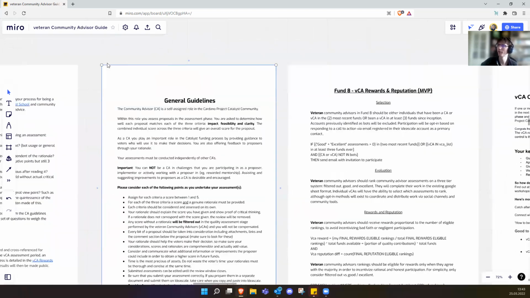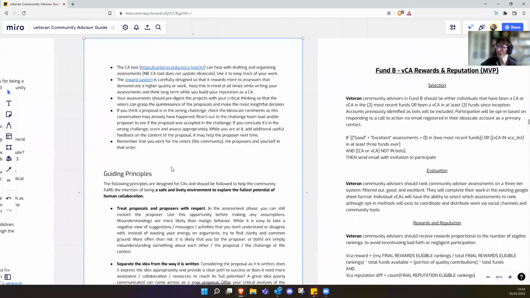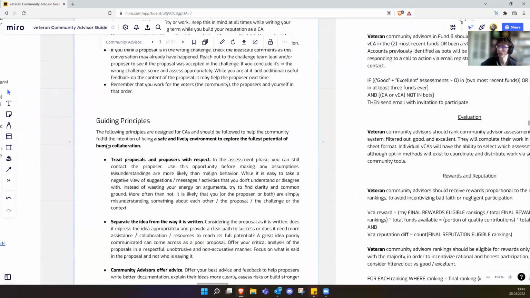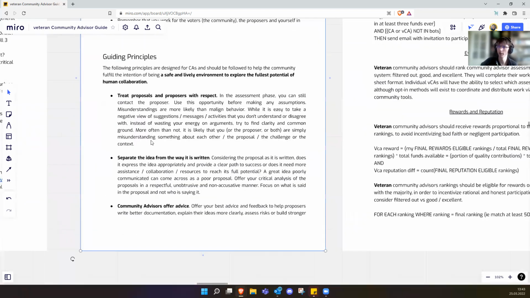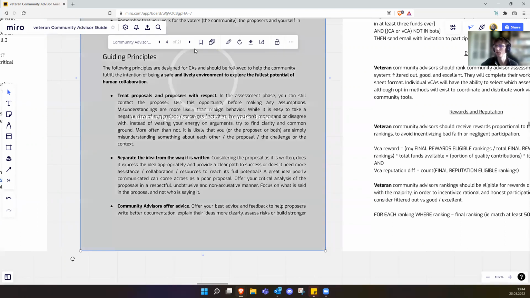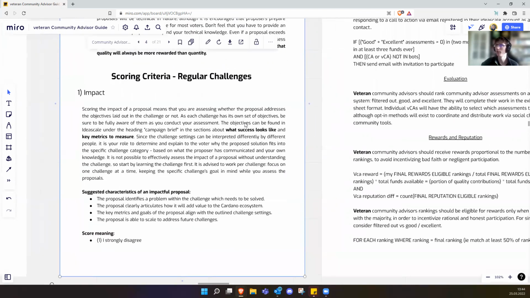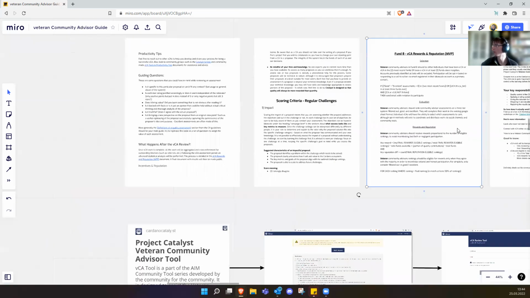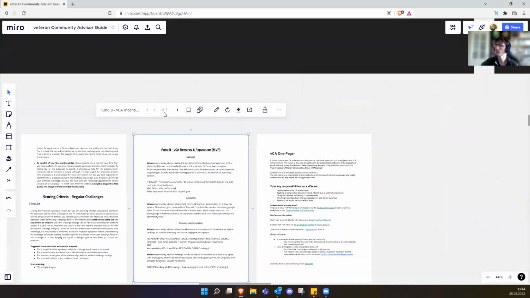Have read the assessment guide for quite a long time now. So, guiding principles: treat proposals and proposers with respect. You can even ask that question of yourself as an assessor: did this assessment treat the proposals with respect? If it did, then it's good. This is a good checklist to go through before you start, and then you do your judgment. It's a good document to go through and I highly recommend it.